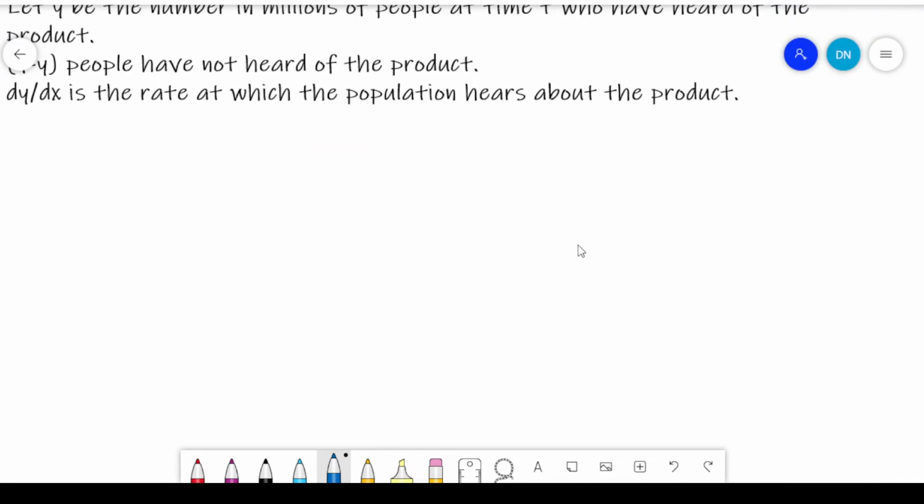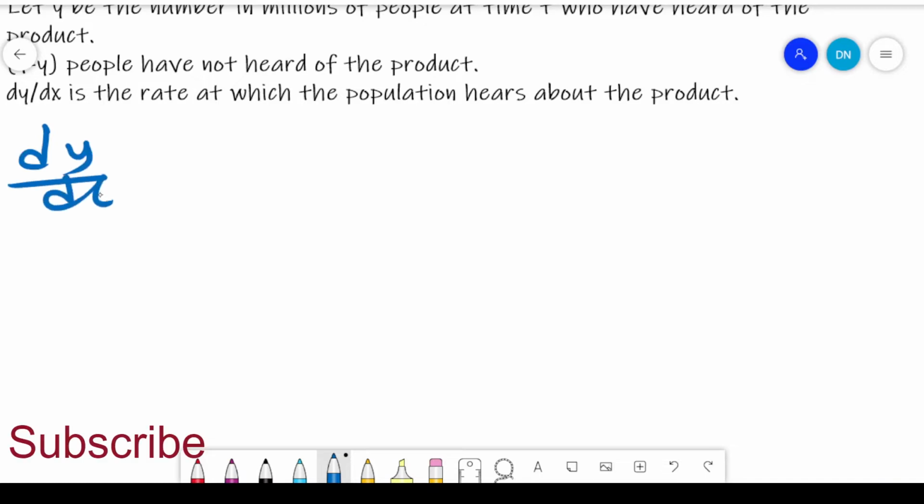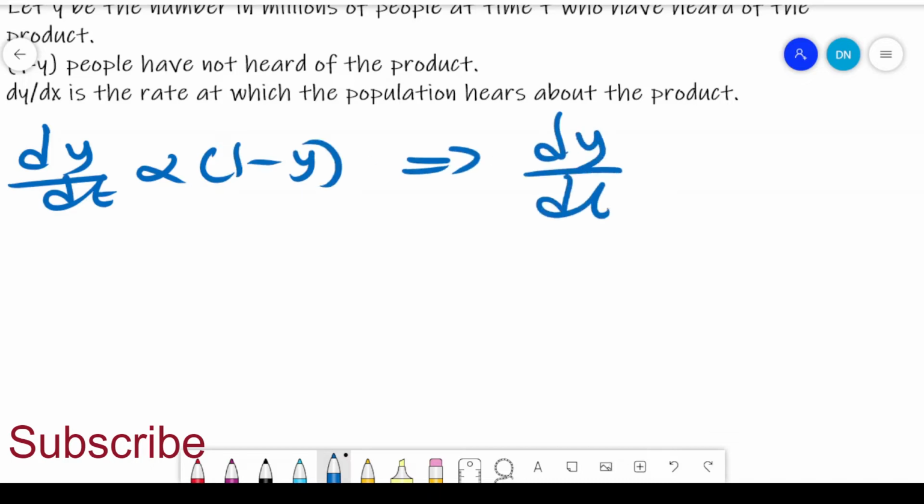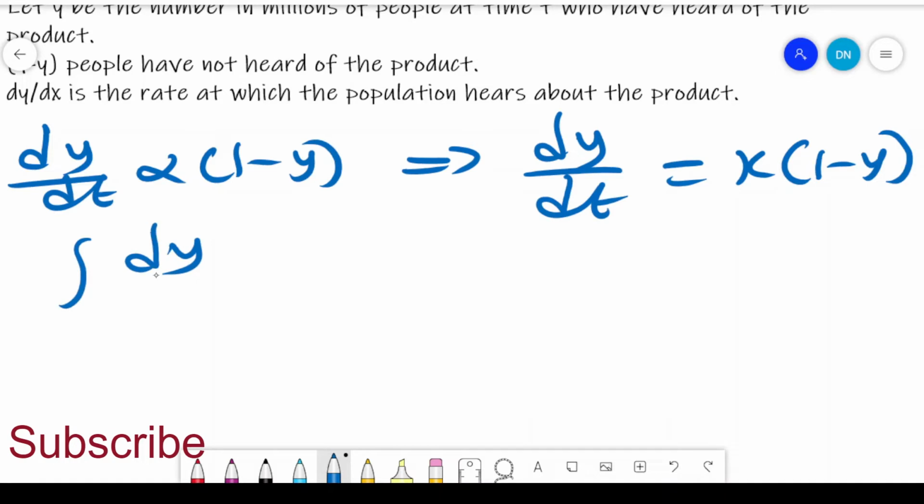What we want to do now is to be able to solve that equation. We are told that it is proportional. So what we say is dy/dt is proportional to 1 minus y, which implies that dy/dt is equal to k(1 minus y). And therefore, I want to solve that.